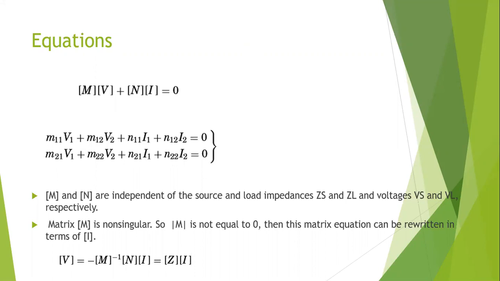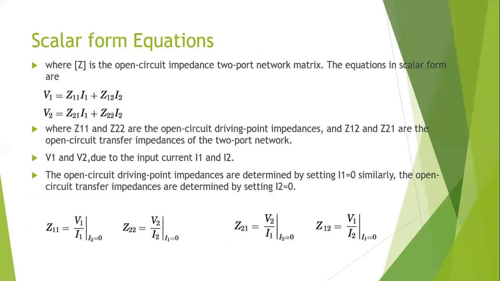Then this matrix equation can be rewritten in terms of current. If you rearrange the equation above, we get the voltage matrix equal to negative inverse of matrix M multiplied with matrix N multiplied with the current matrix, which gives us the impedance matrix multiplied with the current matrix. If you consider the scalar form of these equations, we get V1 is equal to Z11 I1 plus Z12 I2, and V2 is equal to Z21 I1 plus Z22 I2.